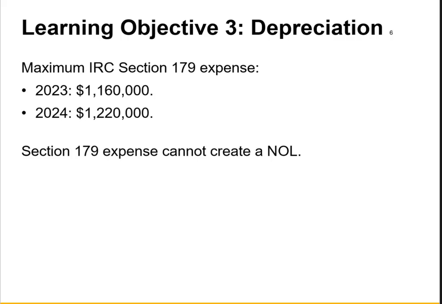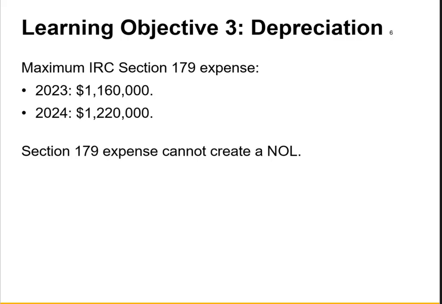It applies when you buy up to $1,220,000 of equipment. You can elect to deduct it all in the first year. So you don't have to calculate each year. And once you depreciate it all in year one, you don't have any depreciation deduction in year two. So that's the downside. This cannot create a loss, meaning you cannot have more deduction than you have income from your business. So that's the downside as well.